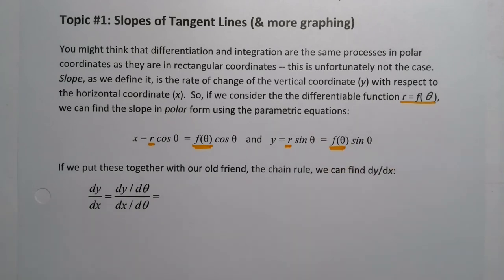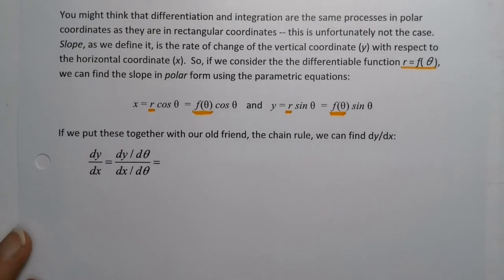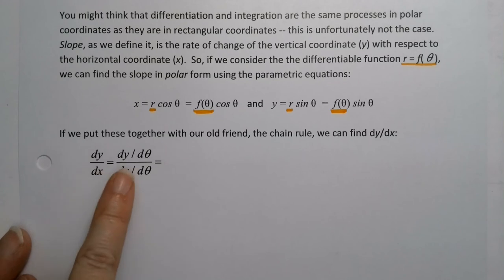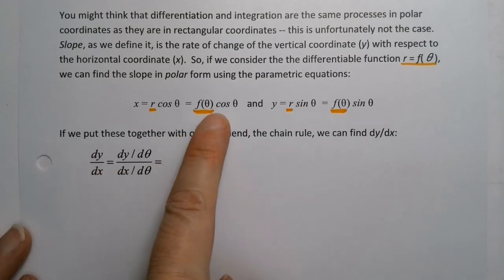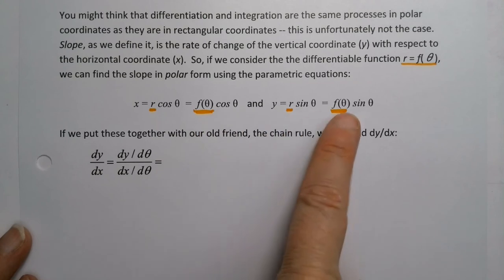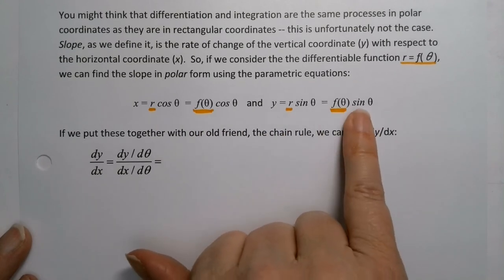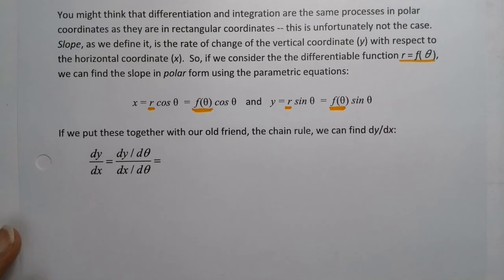Okay, so if we put that together along with our old friend the chain rule, we can find dy/dx. So dy/dx is dy/d theta over dx/d theta, which you might think, oh, it's easy, I can just take the derivative of this with respect to theta, or this. And the answer is no, you cannot, because that's two functions multiplied. So you're going to have to use product rule and chain rule.